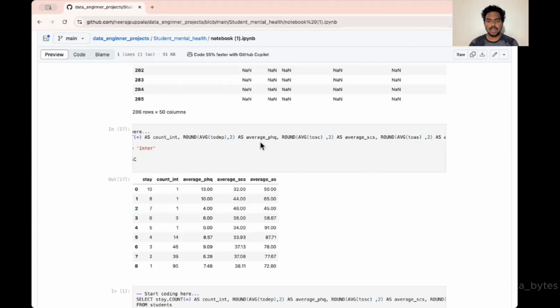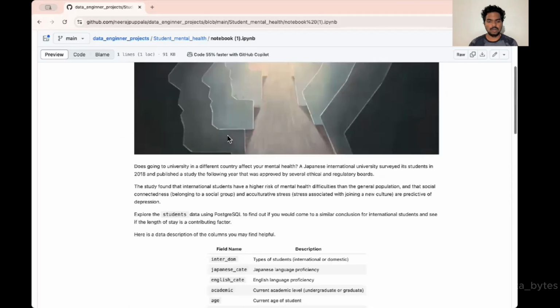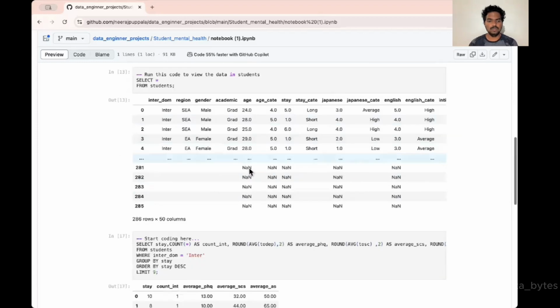And I'm aliasing it as average PHQ for the depression score. And I'm aliasing the social connectedness score as average SCS. And I'm aliasing the total acculturative score to average AS. Okay. Now this is from the students table. So from students. And now I'm applying a where filter. So here I'm counting for the international students, right? So I'll be taking this inter_dom field and I'm giving it as inter, since you can see here that the inter stands for the international students.